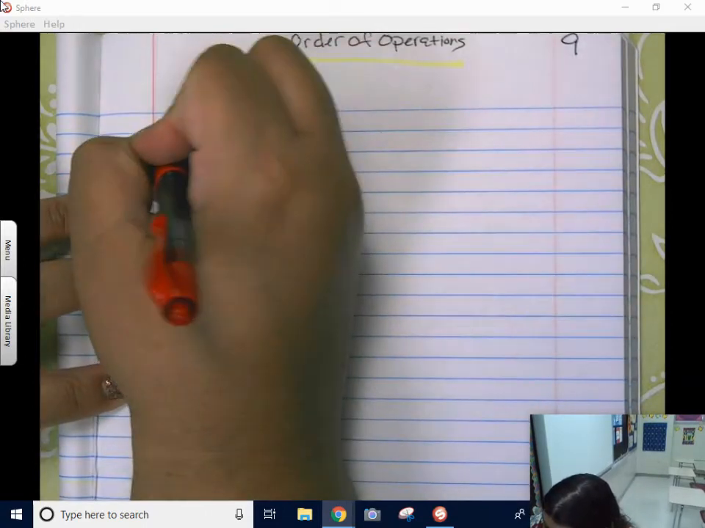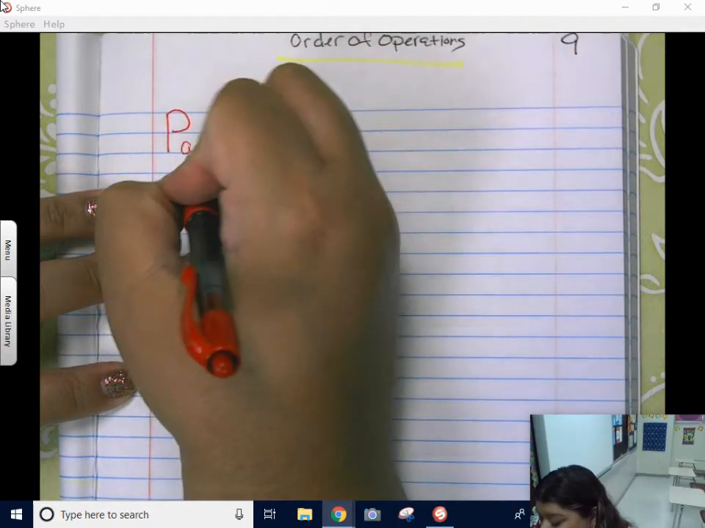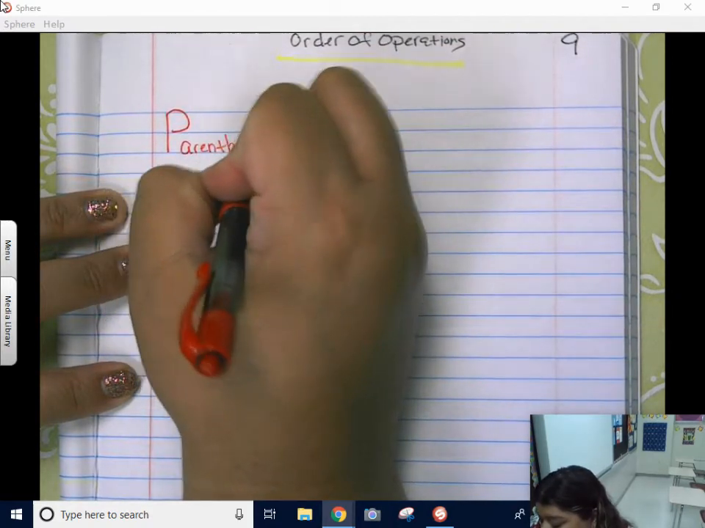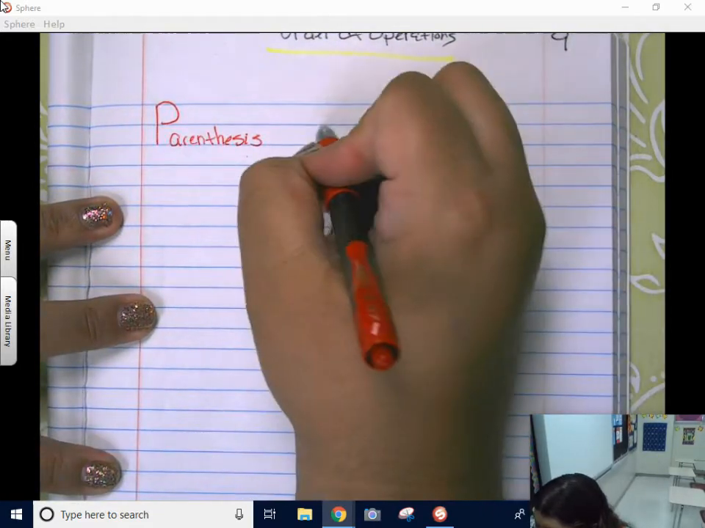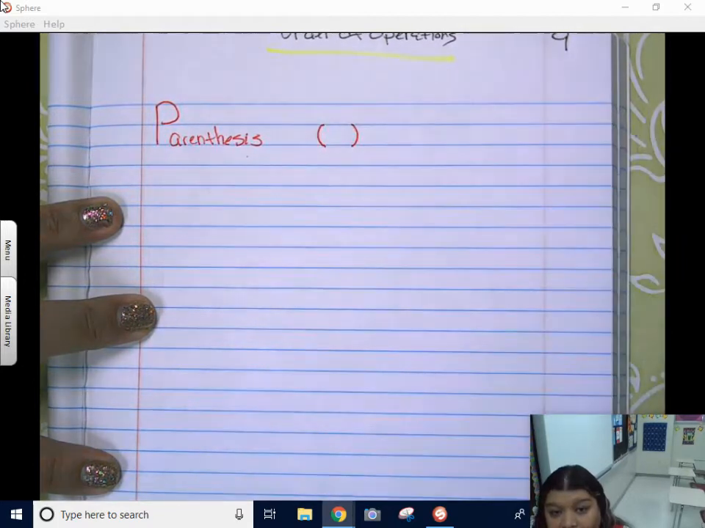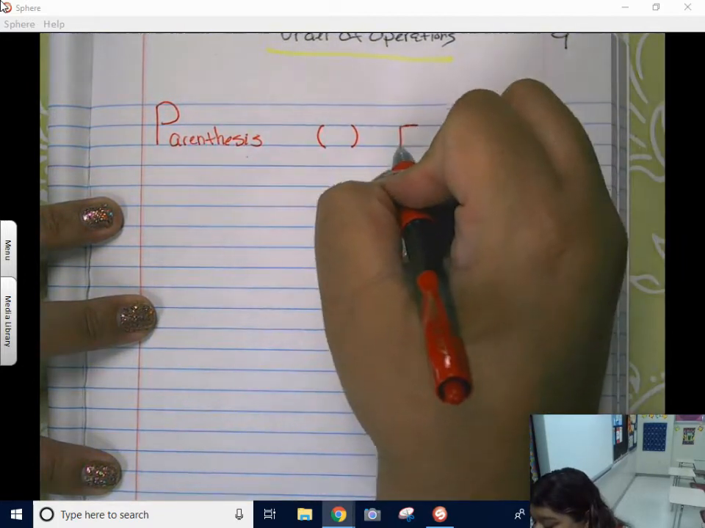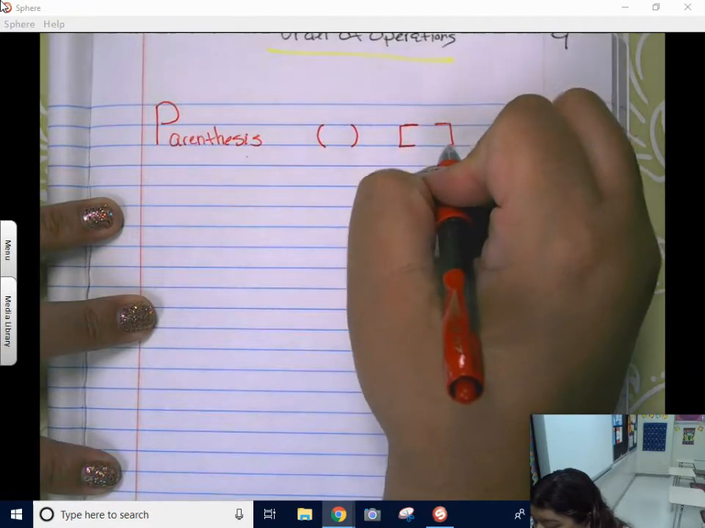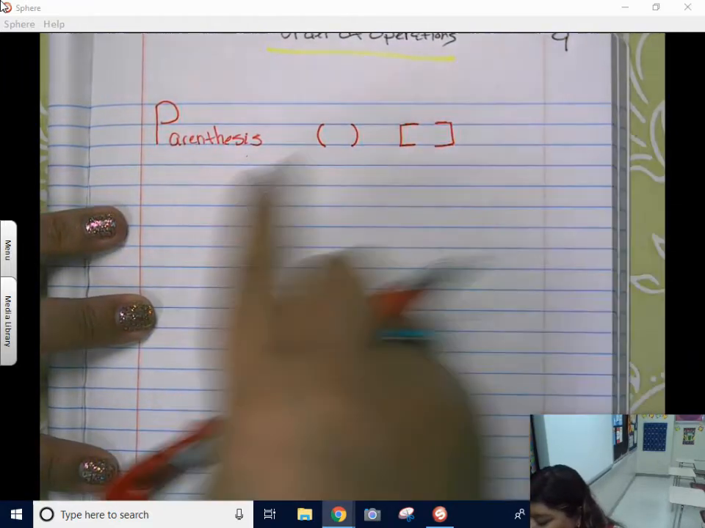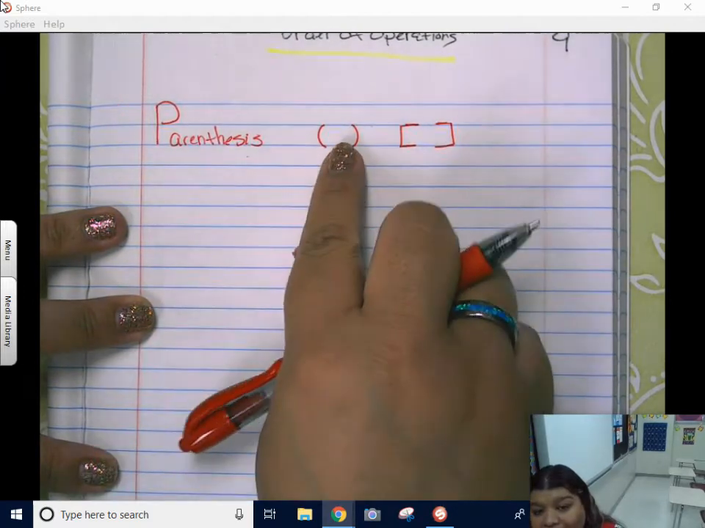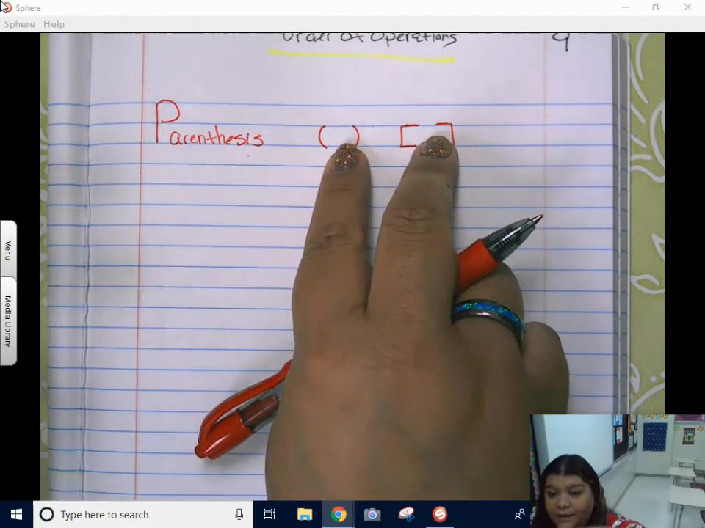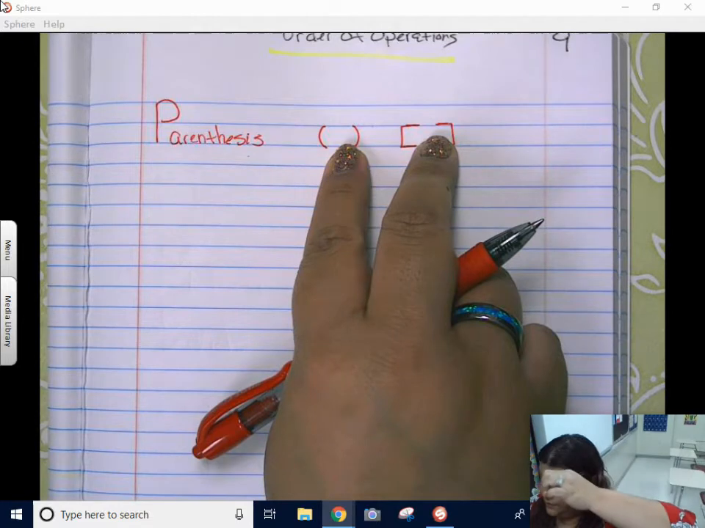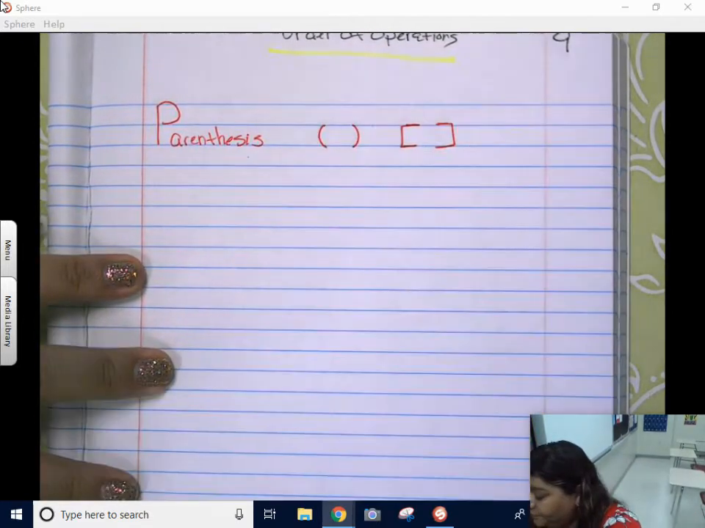Okay. So the first letter is P, and that stands for parentheses. Okay, so parentheses could look one or two ways at this level. We can look and see those, okay? Or sometimes you might even see the brackets, okay? That's why they use GEMDAS, the grouping, okay? So parentheses are pretty much anything inside of the parentheses or brackets, anything inside there, you're gonna have to solve for first, okay? You're gonna have to solve for those first, all right? So anything inside, not outside.